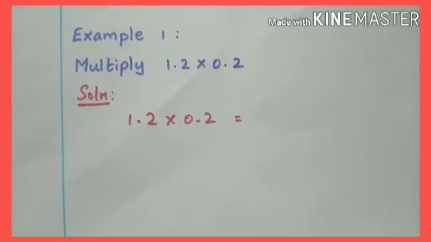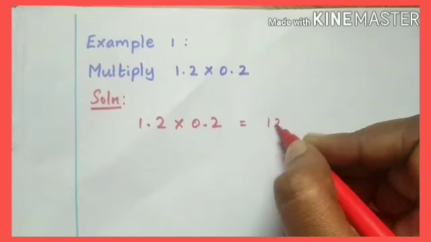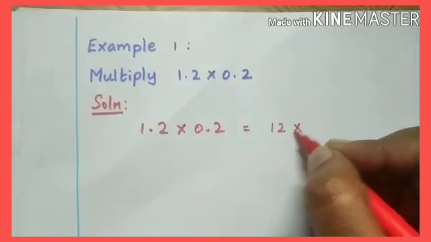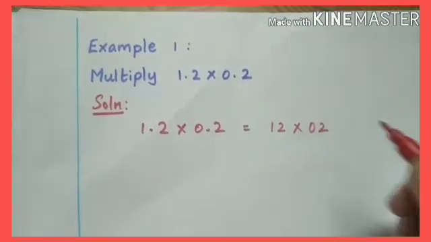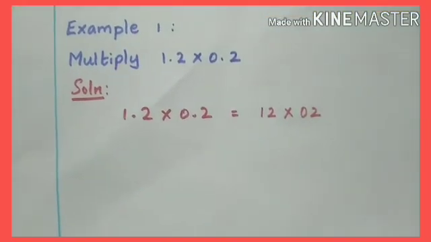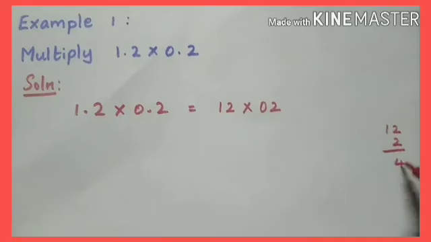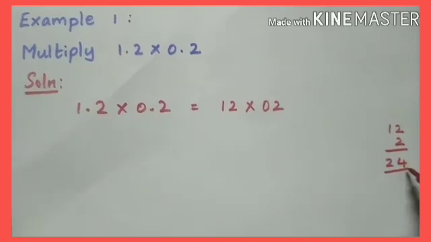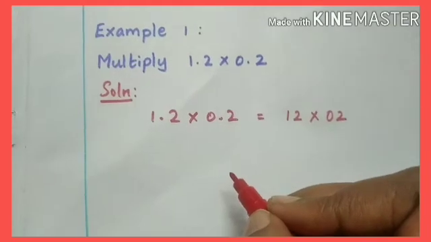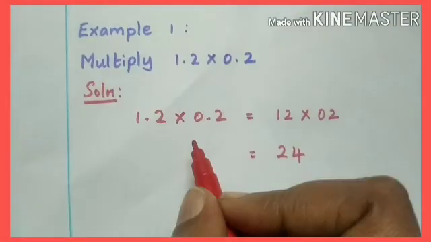First, remove the decimal point. Write as a whole number. That is 12 into 02. Here 02 can be read as 2. Now multiply 12 by 2. 2 2s are 4, 2 1s are 2. Now we get 24.